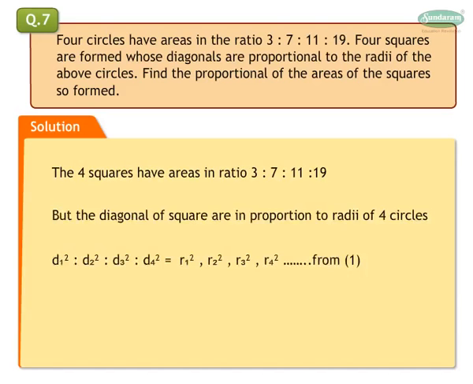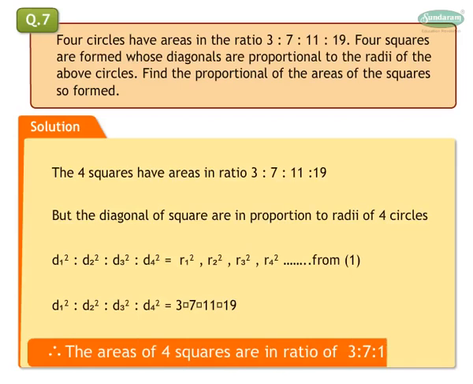Therefore, D1 square is to D2 square is to D3 square is to D4 square is equal to R1 square, R2 square, R3 square and R4 square from statement 1. Hence we get D1 square is to D2 square is to D3 square is to D4 square is equal to 3:7:11:19. Therefore, the areas of the 4 squares are in ratio of 3:7:11:19.